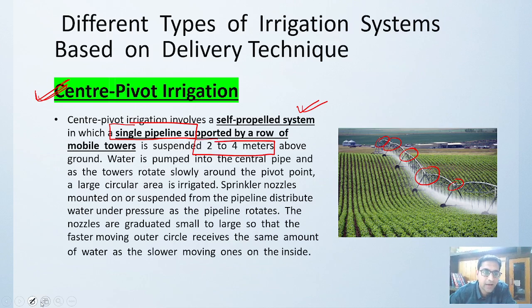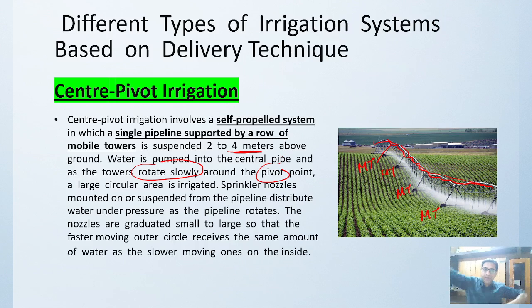Okay, you can see over here, I'll just show you in the diagram. This is a single pipe that is coming, and these are the mobile towers. Mobile tower, mobile tower, mobile tower. Okay, so they are suspended 2 to 4 meters high. Water is pumped into this tube and the tower is rotated slowly around the pivot point, like that, in a round circular way. So the sprinkler nozzle will be working.